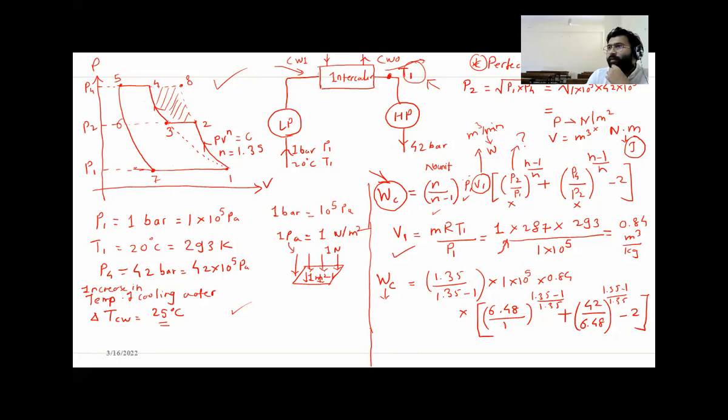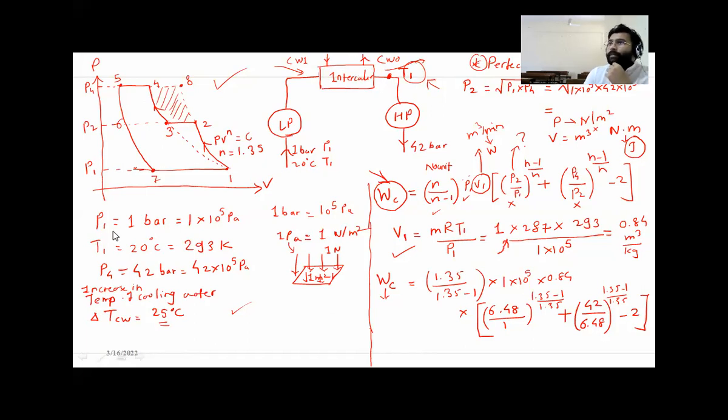So in given example, it is given that increase in temperature of cooling water. So this is an intercooler. Cooling water comes from this side, cooling water in, cooling water goes outside from this. So cooling water out. So while heat exchange, the temperature of cooling water increases by 25 degrees Celsius. So that is given in this case.